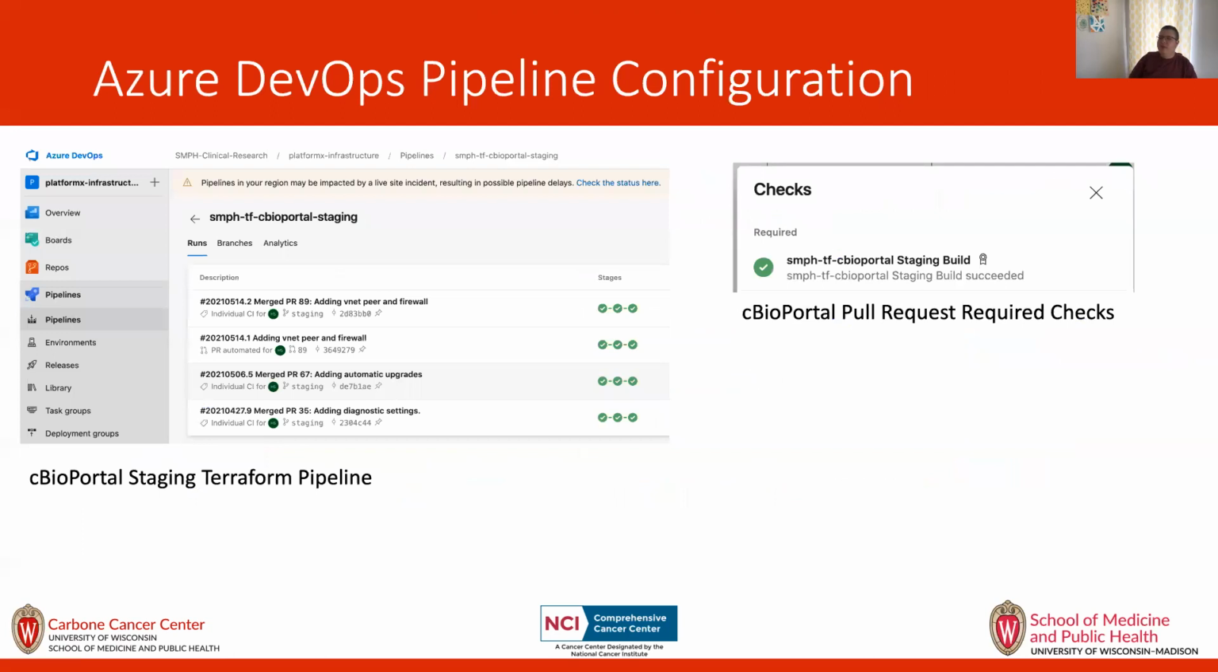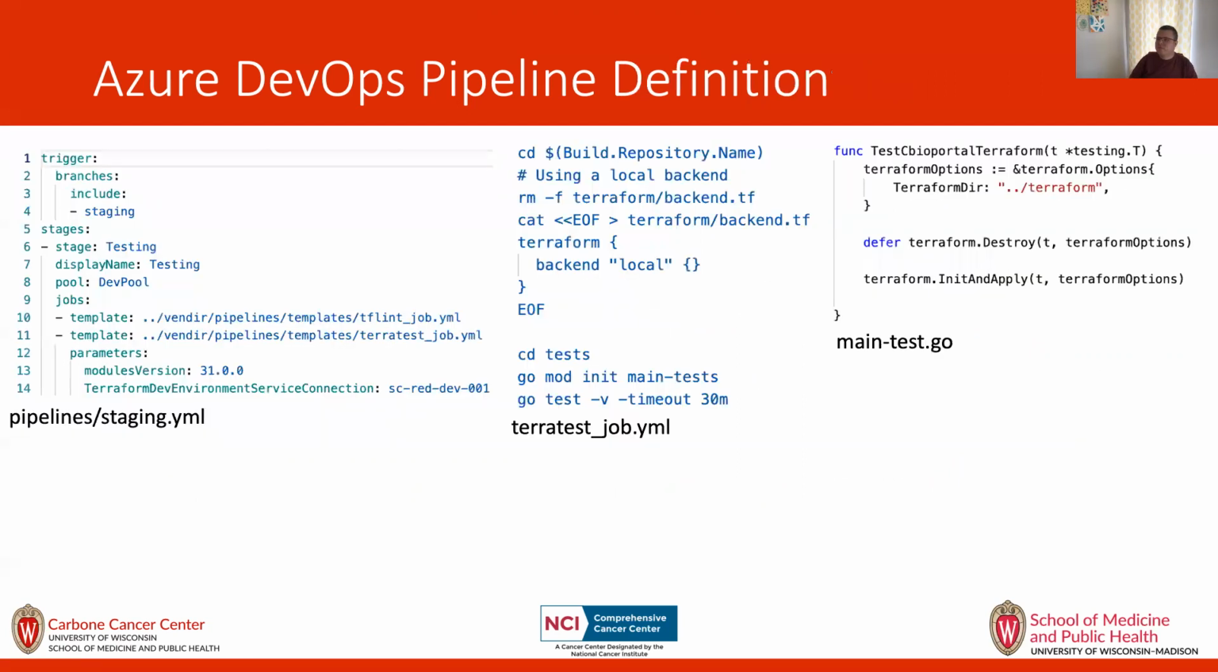And so with that bit of Terraform code, it automatically created this new pipeline for us for the cBioPortal Terraform project. And if you drill into your pull requests, you can see that one of the required checks is that this pipeline builds successfully. So let's look a little bit closer at the pipeline definitions.